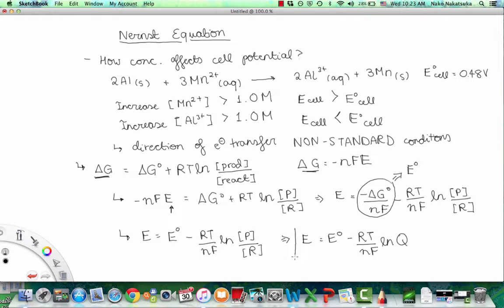Remember, we use the reaction quotient instead of the equilibrium constant because we're not at equilibrium, right? We're under non-standard conditions, which means that the concentration of the products and reactants are changing, and thus we need to use Q. And this is the Nernst equation, and it's going to be very important. So this step-by-step derivation is probably not as important, but see if you can follow it yourself to make sure that this equation makes sense to you.